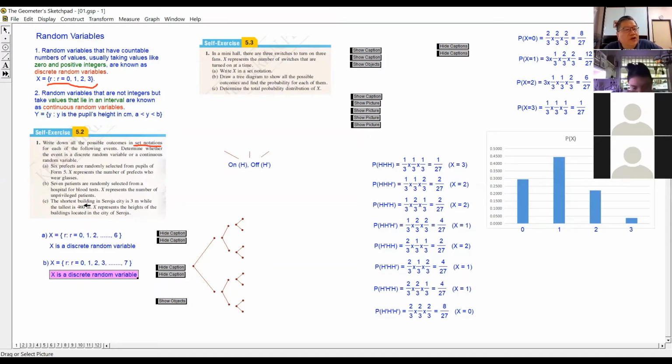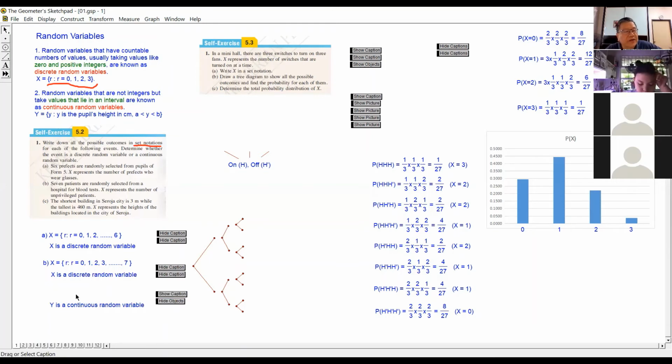Okay, part C. The shortest building in Saroja city is 3 meters, which is a single story house, and the tallest is 460 meters. Not very tall. X represents the height. Can you tell me whether this X is discrete or continuous? Continuous, correct. If it's a continuous random variable, it has to be between two values. What are the two values? 3 and 460. Correct, very good.